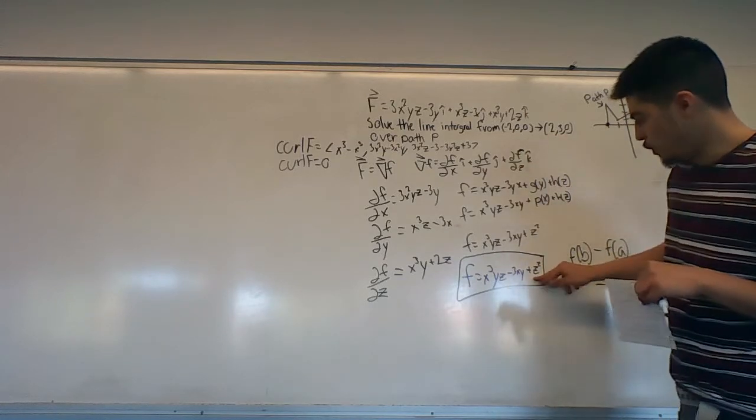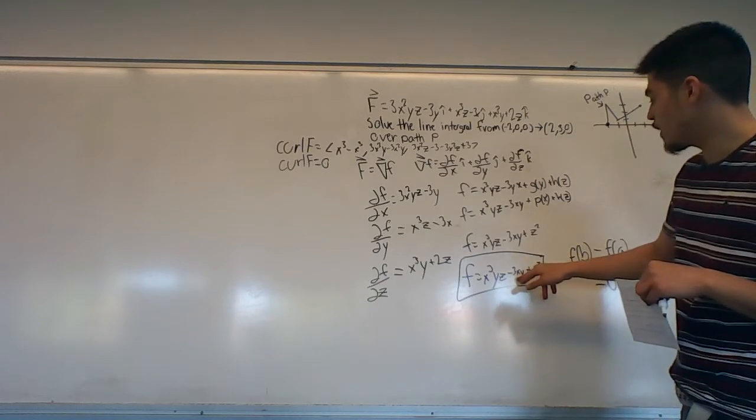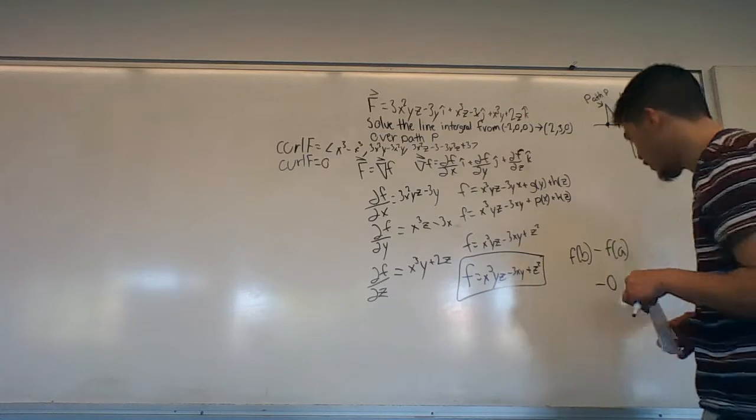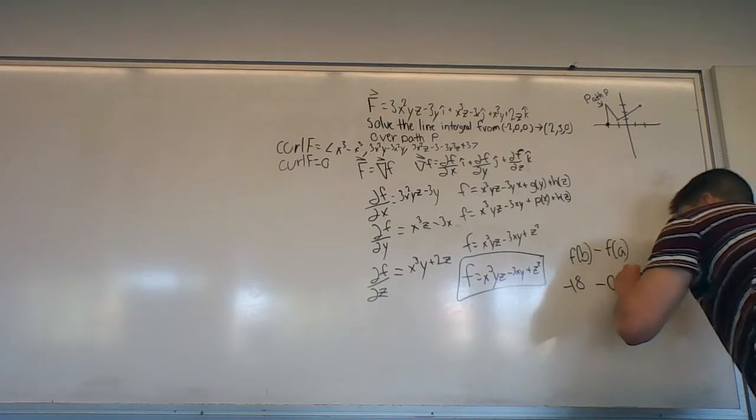And for f of b, we have 2, 3, 0, so we have a zero term right here. With 2, 3, we get negative 9 times 2 is negative 18, and then we have a zero here, so that term is canceled out. So we get negative 18, which is our final answer.